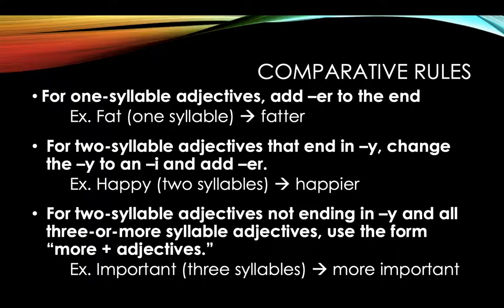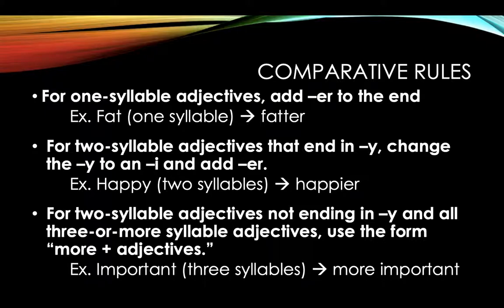The second rule is for two-syllable adjectives that end in Y, change the Y to an I and add ER. So happy, it's still 2 syllables because it's happy, becomes happier, H-A-P-P-I-E-R. Again, we will review these when I return, so don't stress too much over it, okay? The next one is a little bit more complex and even gives English speakers a little bit of trouble. So we will continue to practice it over and over again.